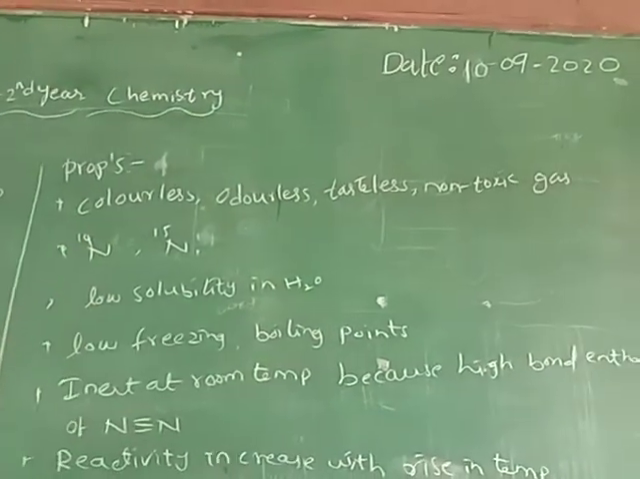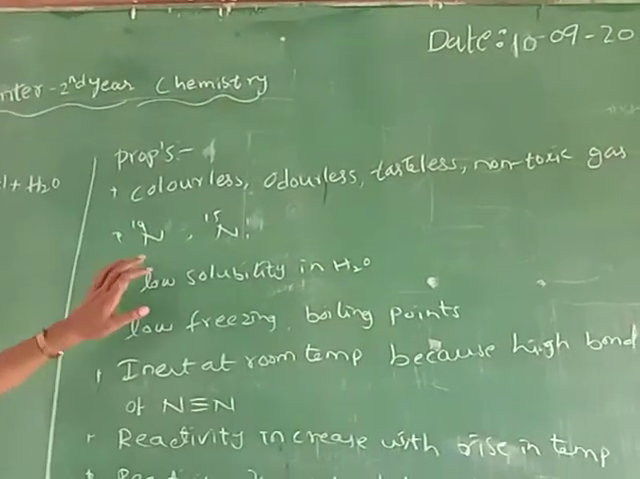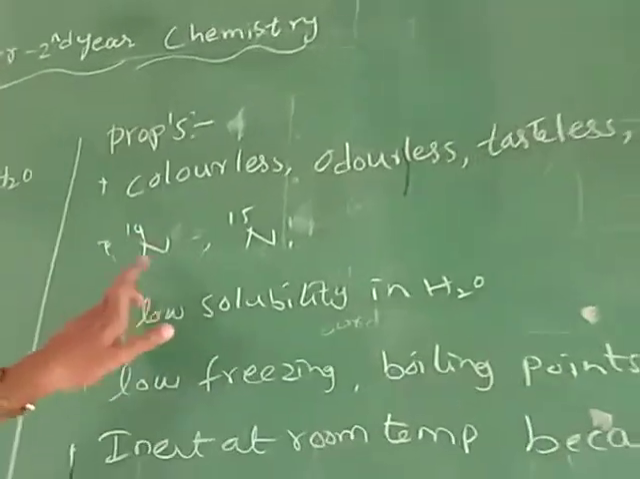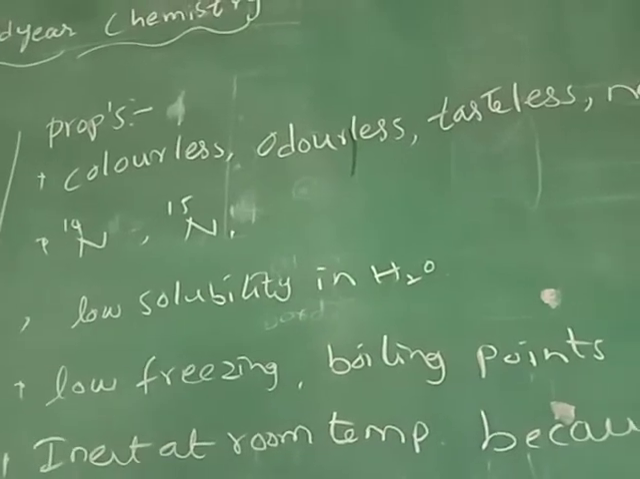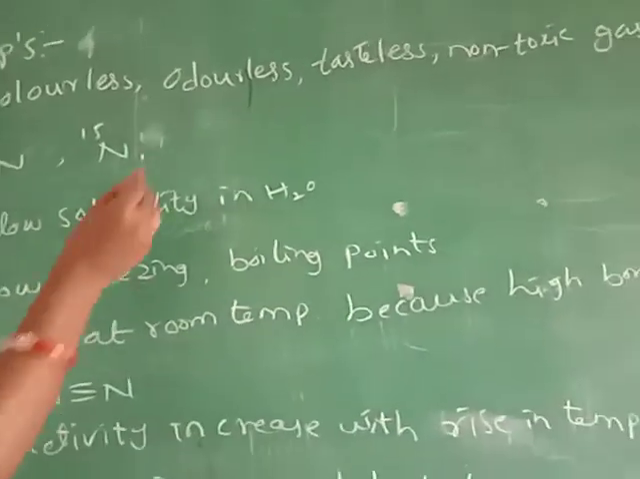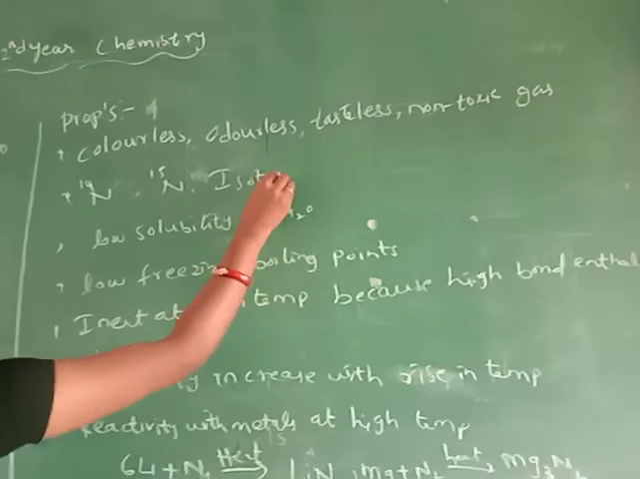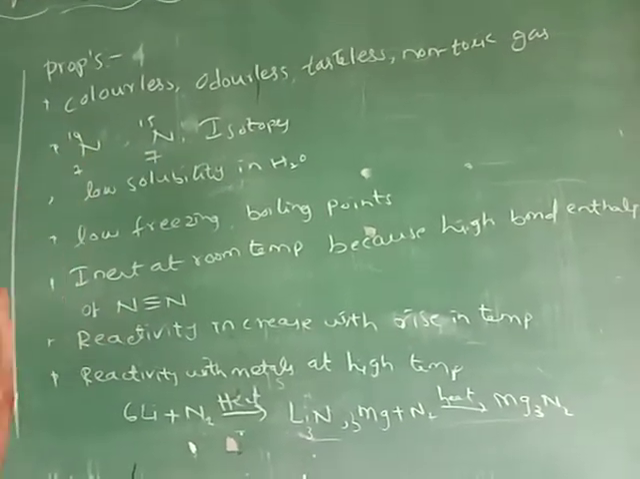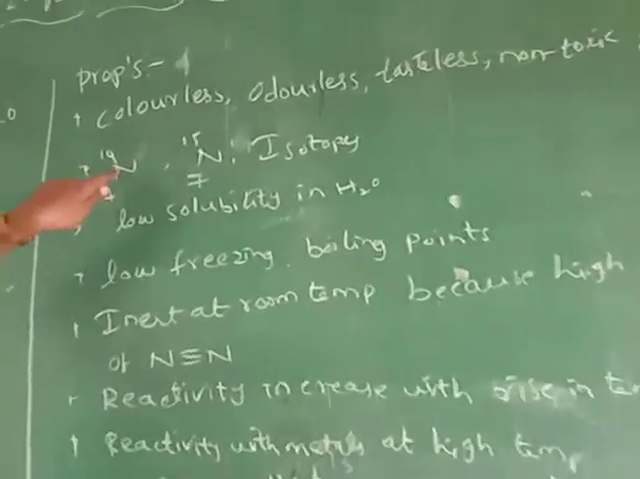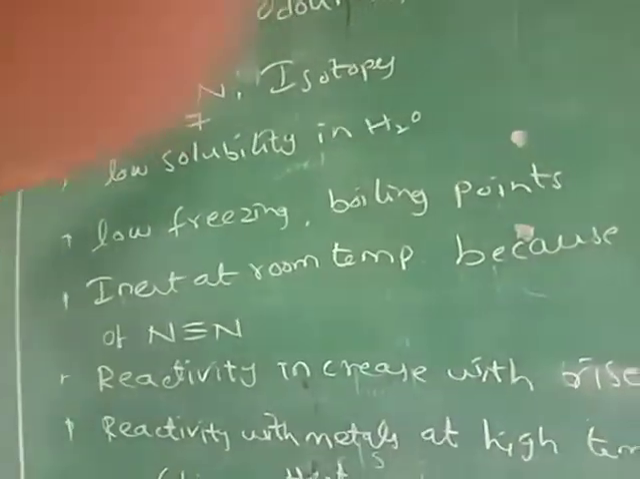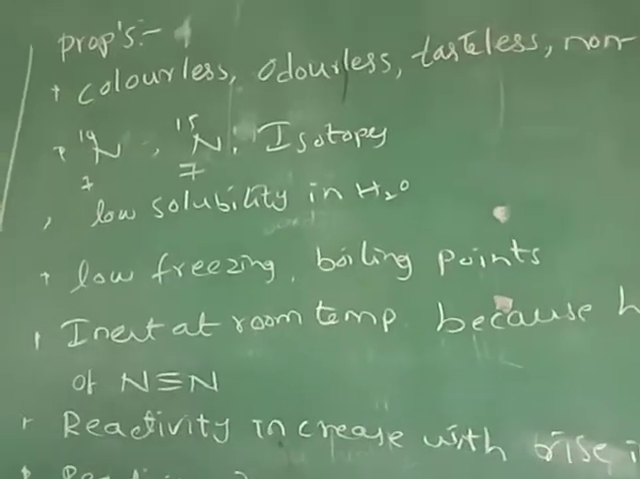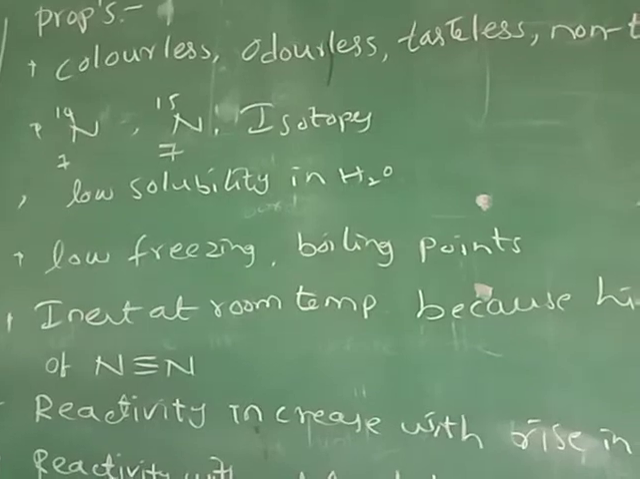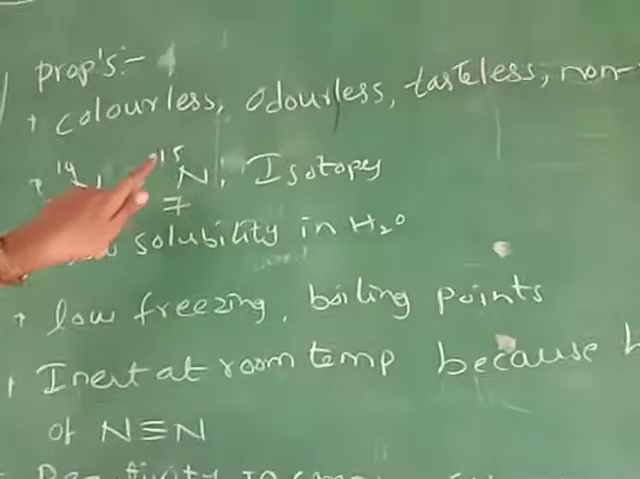Next, dinitrogen exhibits two types of isotopes. What is meant by isotopes? Iso means same atomic number. Nitrogen's atomic number is 7, and this nitrogen's atomic number is also 7. But what is the difference? The mass is different. So this is known as isotope. Same atomic number but different mass is known as isotope. So the nitrogen exhibits two types of isotopes, that is N14 and N15.